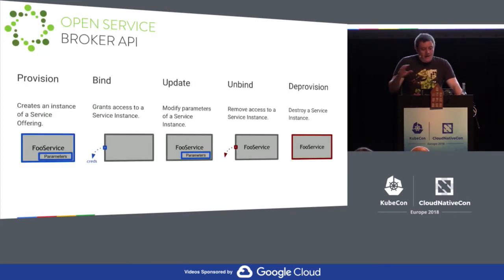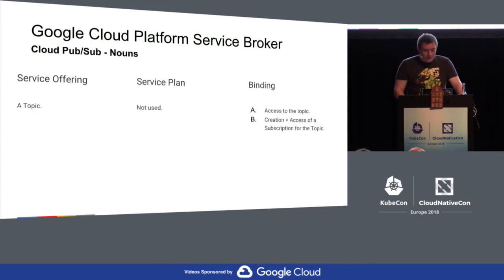And here is how each verb interacts with that service instance. So it creates, it gets the credentials. You can update the parameters if the broker supports it. You can unbind, which is to delete the credentials, lock it down again. And then you could deprovision, which means delete the instance.